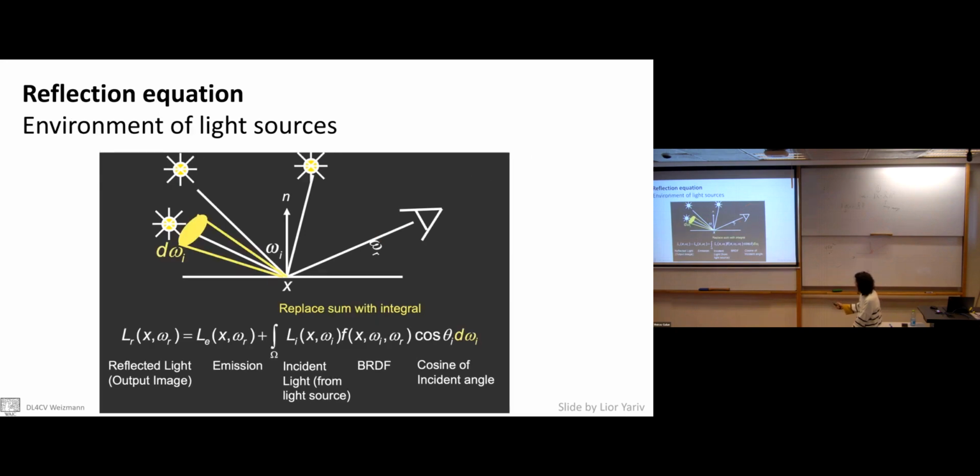You can do the same thing like we did with the hemisphere and employ the integral, and take it into account like what is written here. It's the same as before, just instead of the sum, we have the integral. And then I know what is the reflected light.